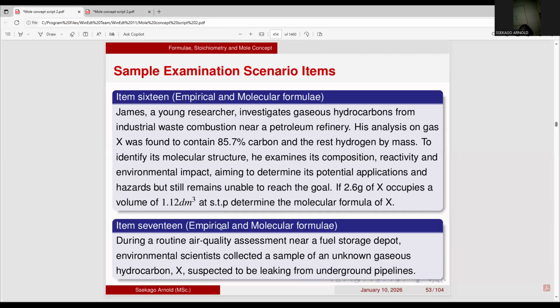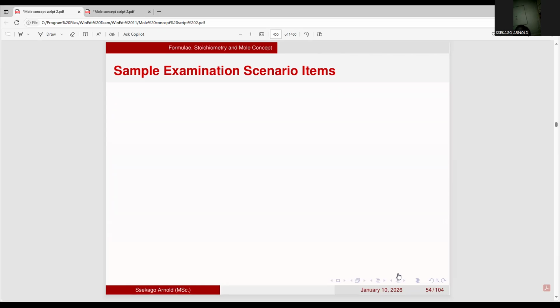Item 17 says that during a routine air quality assessment near a fuel storage depot, environmental scientists collected a sample of unknown gaseous hydrocarbon X suspected to be leaking from underground pipelines.